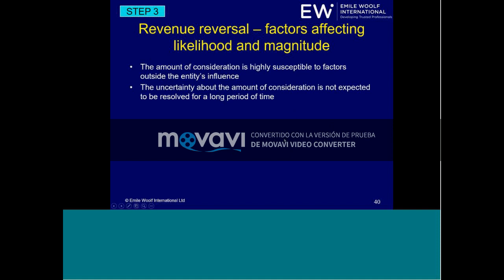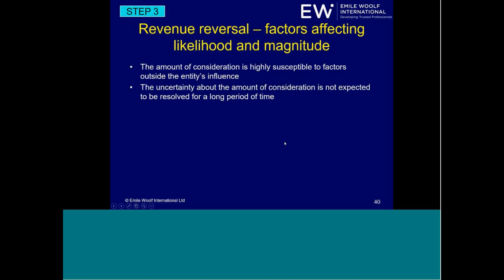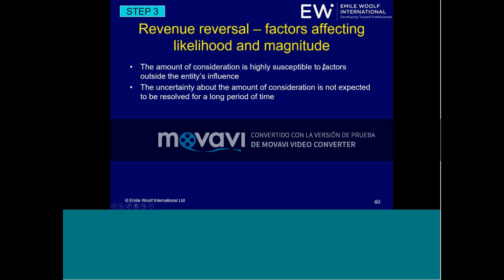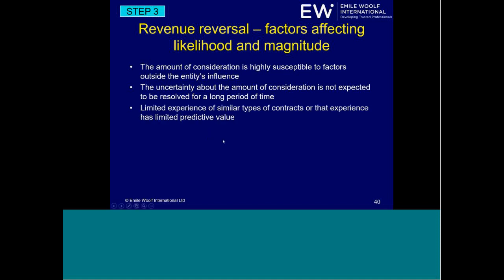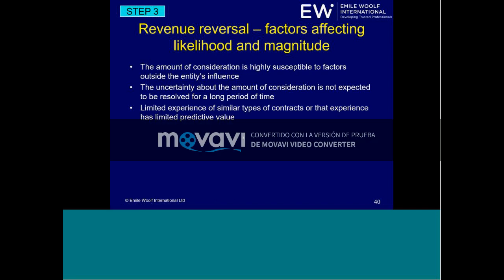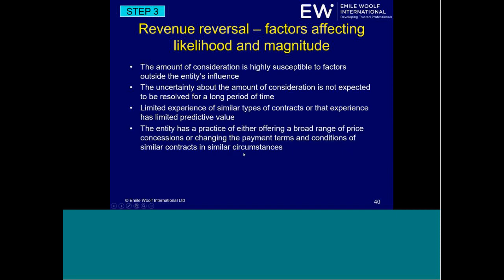So the amount of consideration is highly susceptible to the weather. The uncertainty is going to go on for years and years. As a company, you've got very limited experience of offering volume rebates, or the experience you do have was in a set of circumstances, so is of limited predictive value. Offering quite a broad range of pricing concessions and payment terms and so on, and a broad range of possible consideration amounts.